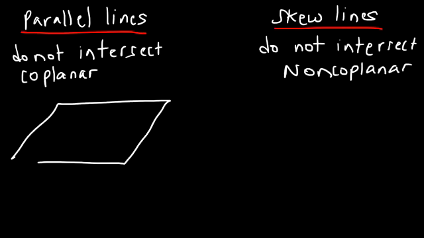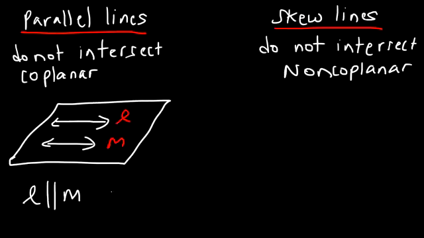So here's an example of two parallel lines. It takes two parallel lines to determine exactly one plane. So let's say if we have line L and M. L is parallel to M.